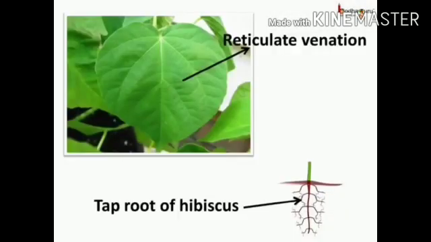In the plants with the taproot system, the veins form a net-like design on both sides of the midrib. This type of venation is called reticulate venation. For example, the hibiscus leaf has reticulate venation. So we can say the hibiscus has the taproot system.